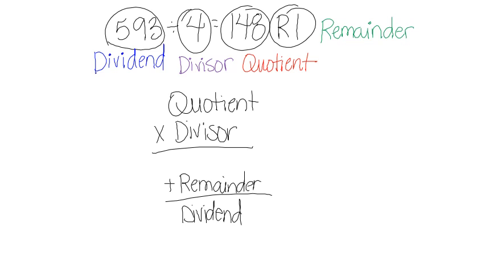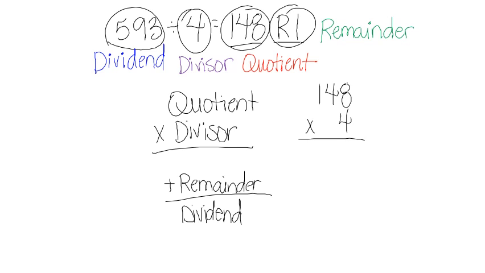So our quotient was 148, and I'm going to be multiplying the quotient times the divisor. Now do not get confused with quotient and remainder. The quotient is the answer, not including the remainder. The remainder is something separate. It's the leftover. Quotient is the amount in each group. Okay, so I'm going to do this using partial products.